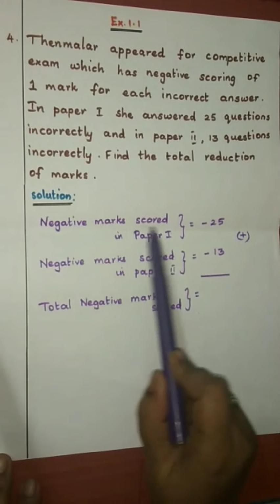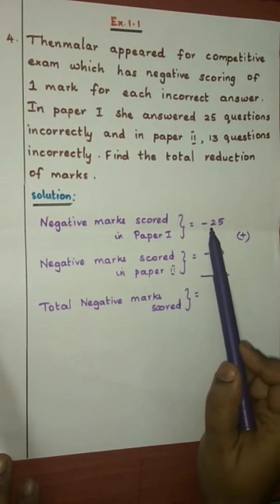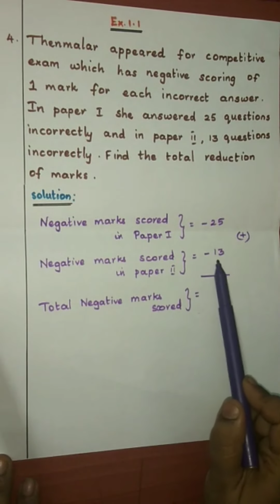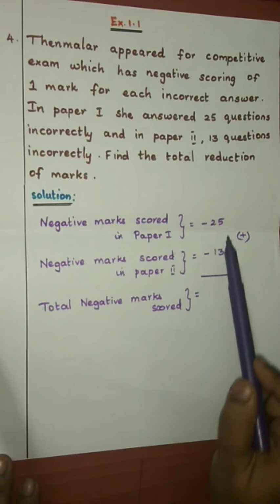Solution: negative marks scored in paper 1 is equal to minus 25 and negative marks scored in paper 2 is minus 13. Since these are negative marks, I have put a negative sign before these marks. Now, to find total negative marks, add these two. 5 plus 3, 8. 2 plus 1, 3. And put this negative sign before the mark. So how many marks have to be reduced? 38 marks. Answer: 38 marks is reduced.